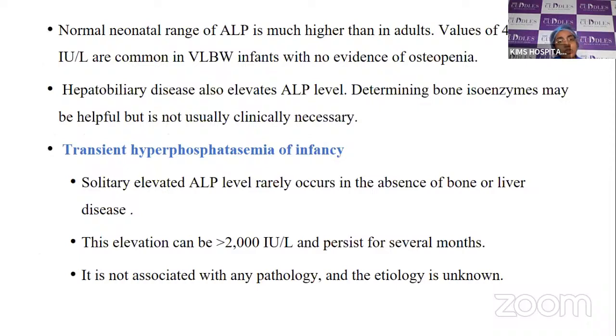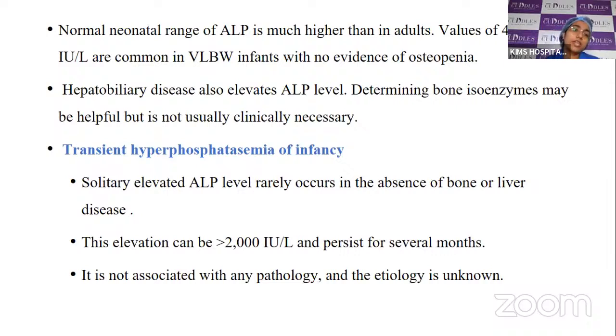The normal neonatal range of ALP is much higher than in adults. Values of 400 to 600 are common in VLBW infants with no evidence of osteopenia. Hepatobiliary disease also elevates the ALP level. Then we should look for other parameters to diagnose the osteopenia of prematurity.